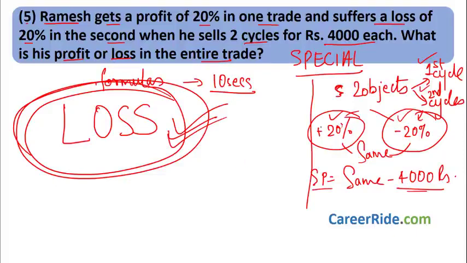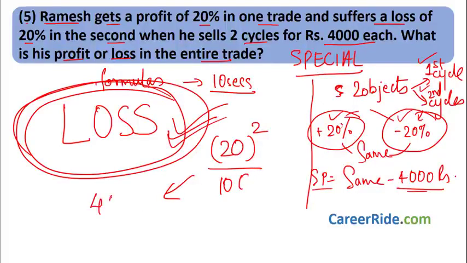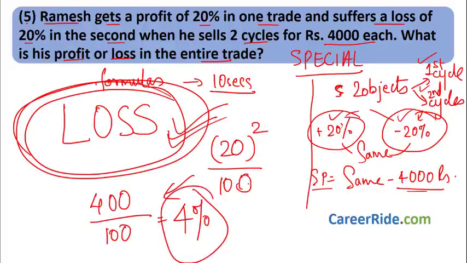And what will be the loss percentage? Very easy. What is the percentage given here? 20, 20, right? So 20 is given. Simply square it, divide by 100. What do we get? 20 square is 400, divide by 100, that would be 4%. So the answer is 4% loss in the entire trade. See how easy it was.